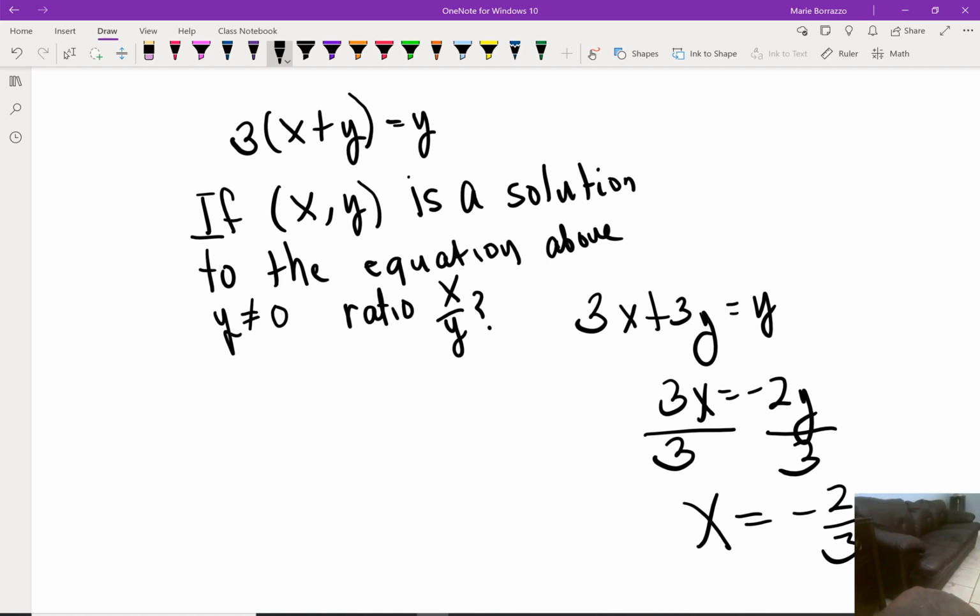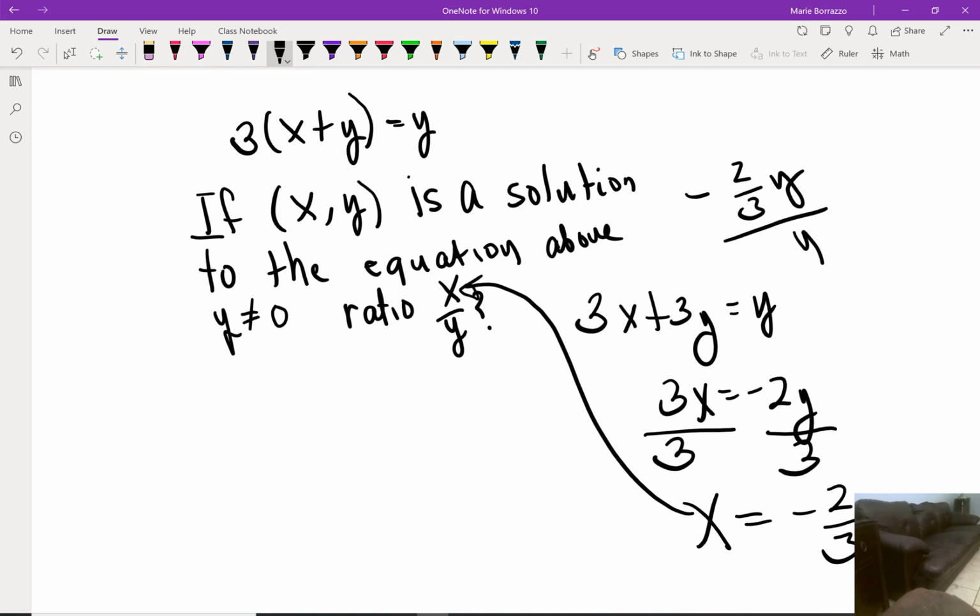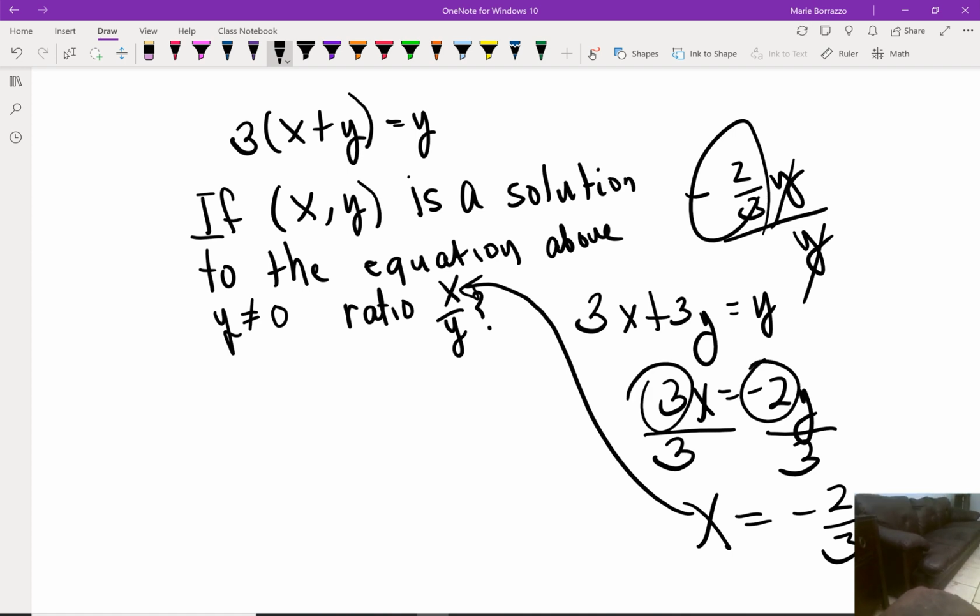And if I use this substitution, then this becomes negative 2/3 y over y. Technically, the y's would cancel out, and you're left with negative 2/3. You can kind of already see the behavior here. And so that's how you would approach a question like that. Simply substitute and solve. Pretty straightforward. All right, I'm going to do question 3 on a separate slide.